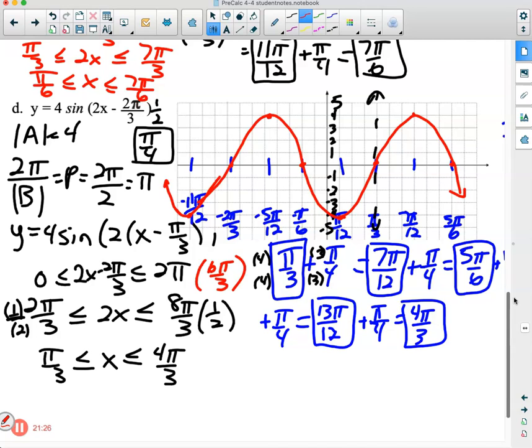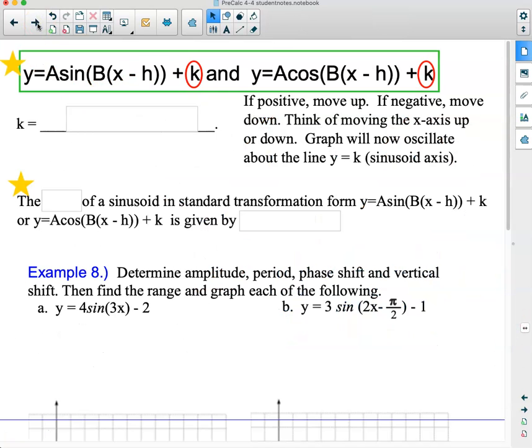We have one more shift that we have to do, and that's the vertical. We know A, we know B, we know H, but we have to add the vertical. So here it comes. A sine B x minus h, and notice our focus now is on K, and K is the vertical shift. Now this is the one that without that helper line on there, people mess this up all the time.